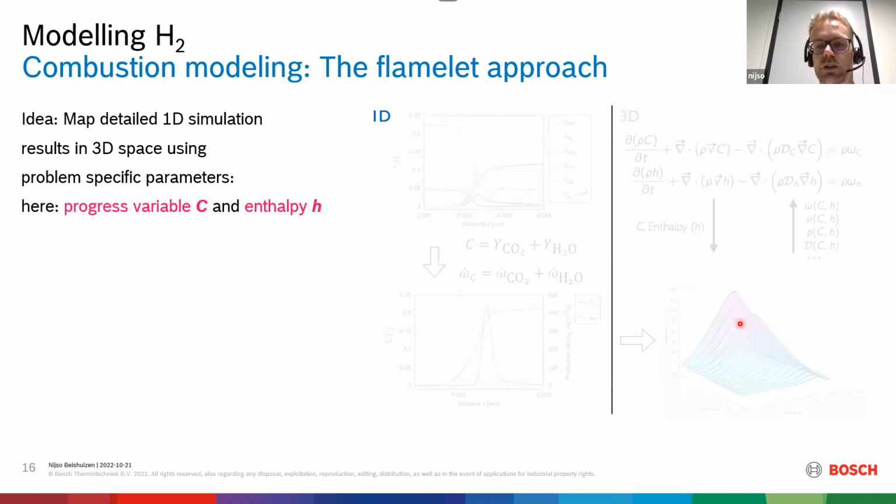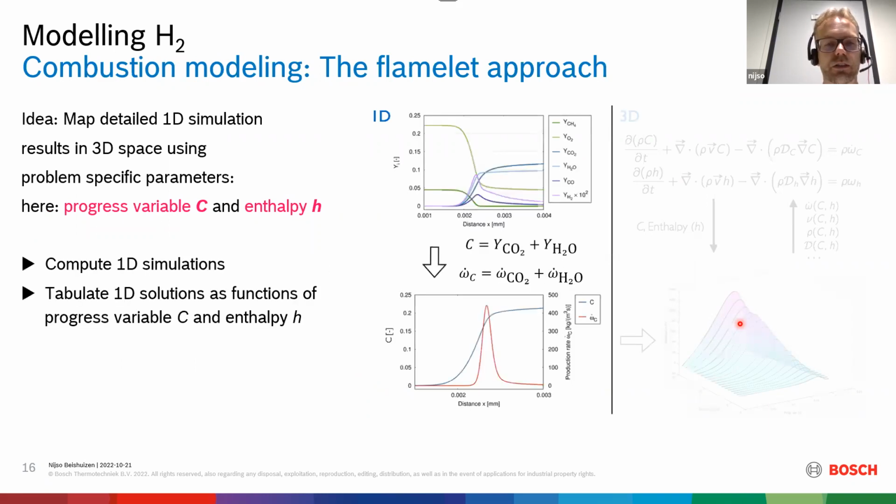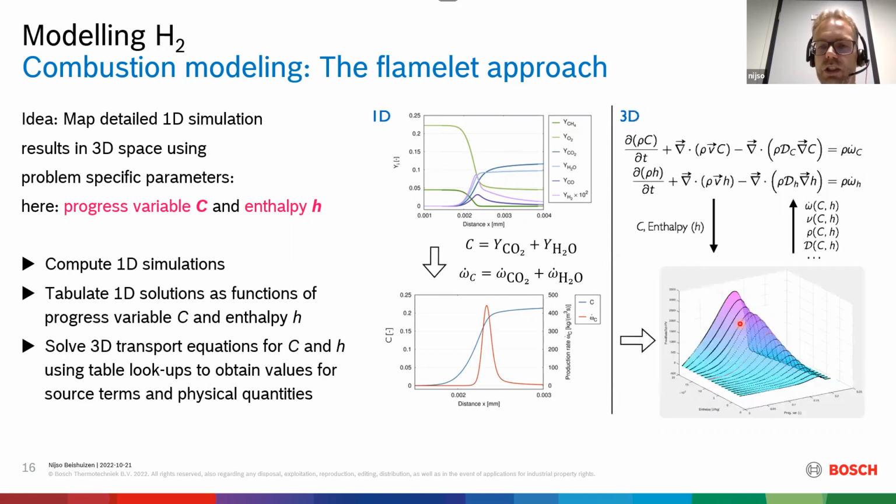So what we do in tabulated chemistry is we perform detailed simulations in 1D only, and we map them as a function of a progress variable, which we call C, which is a measure for the progress of combustion. And then in 2D and 3D simulations, we can solve together with the Navier-Stokes equations an equation for this progress variable and enthalpy, and properties like temperature, density, and chemical reaction rates are all stored and retrieved from the lookup table.